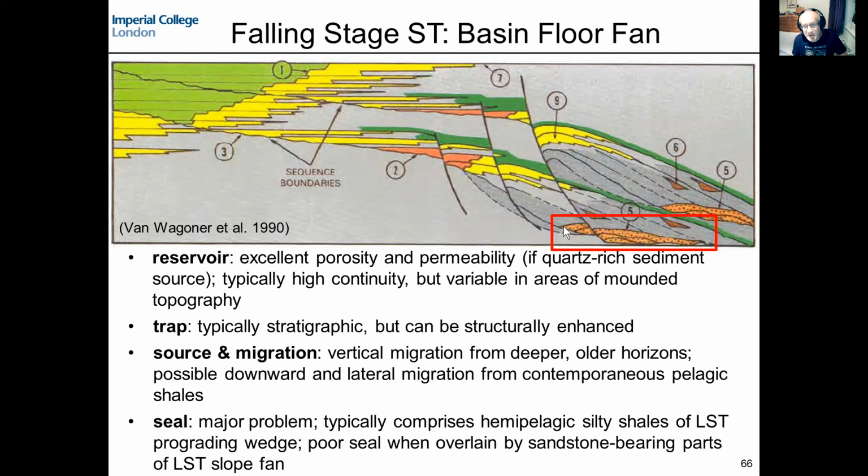So there's always an issue about the up-dip seal. Is any component of this basin floor fan linked through sand up a canyon fill, for example, to shallower stratigraphic levels? Are there any sandstones or siltstones in the overlying mudstones which would allow upward escape of hydrocarbons? So seal is a major problem with basin floor fans.